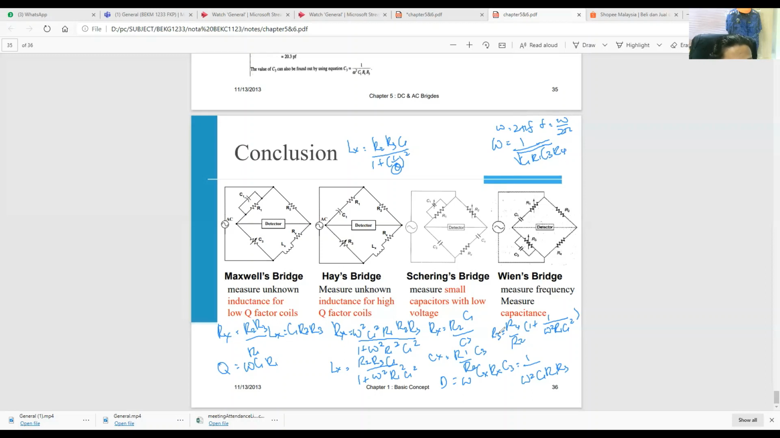So that's why you have to remember this. Every bridge has a different formula. You have to remember this one.